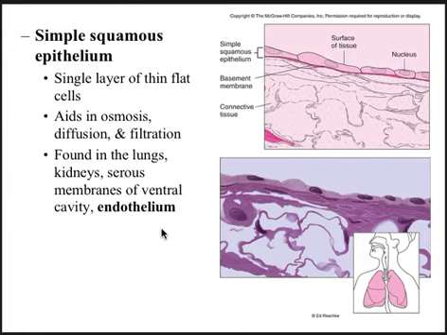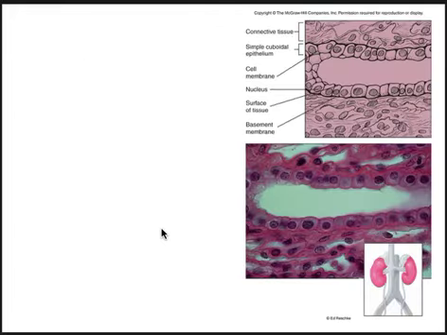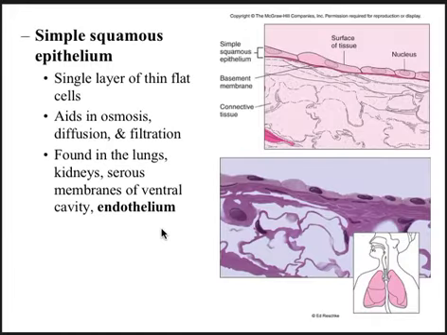Remember, the thoracic cavity contains the pericardial cavity around the heart, the pleural cavity around the lungs, and the mediastinum, which surrounds the larynx, the esophagus, and the great vessels of the heart. So when they're found in these regions, they're called endothelium, so that just indicates their location.